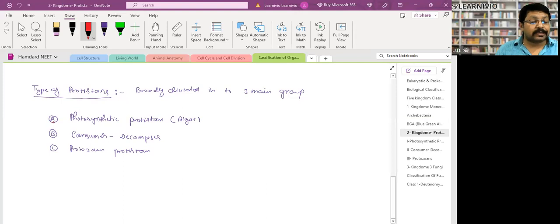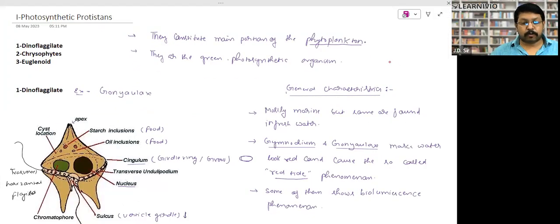Fine. Now we will study one by one, right? First, we are going to study photosynthetic protista. Means those protista which make their own food. Means those unicellular eukaryotic organisms which are capable of making their own food. So the first kind of protista are the photosynthetic protista: dinoflagellates, chrysophytes, and euglena. First, dinoflagellates. All these three are protista.